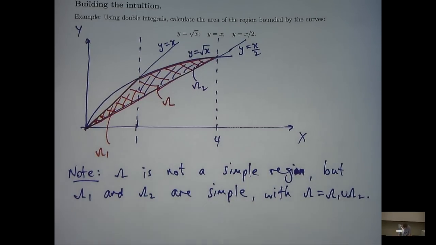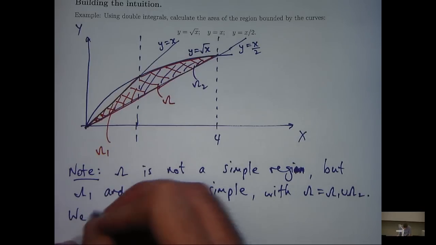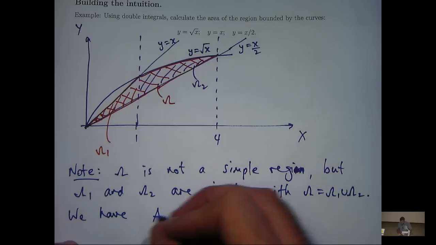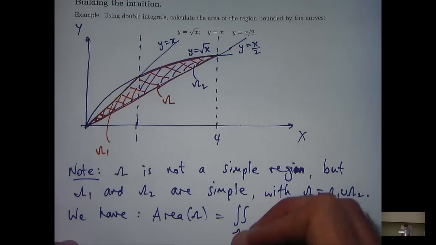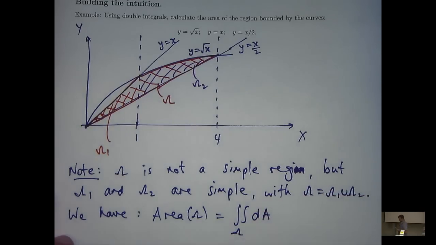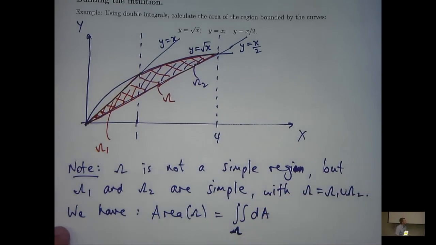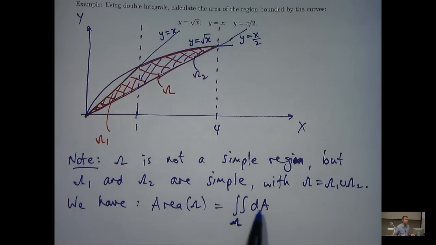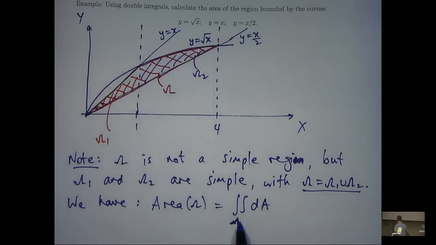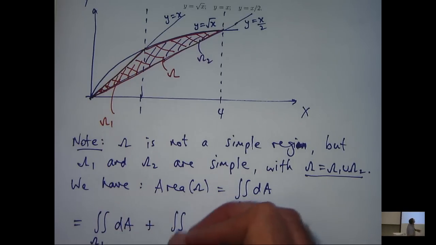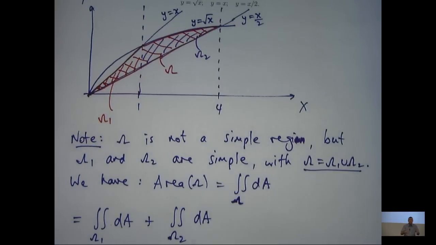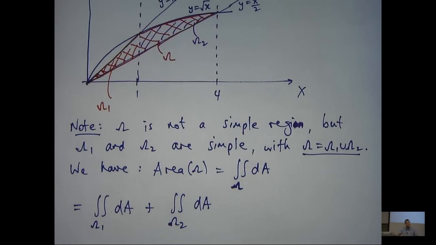So, how do double integrals come into this? Well, the area of omega is just the double integral of the constant function 1 over omega. Now, because we have this relationship here, we can split this up into individual integrals over omega 1 and omega 2 and just add the two integrals together to form the total area.